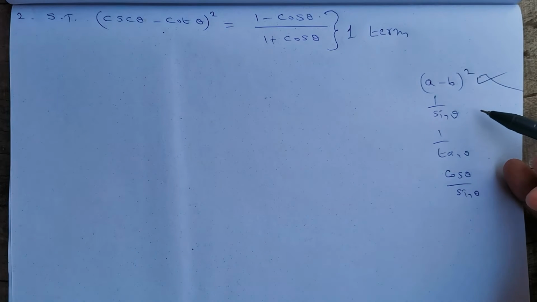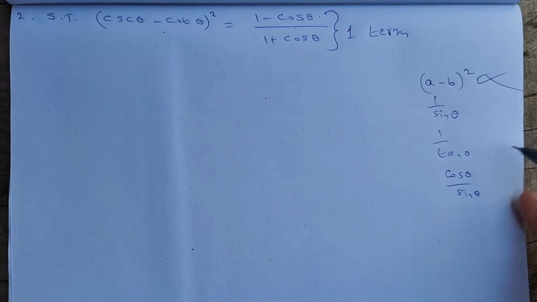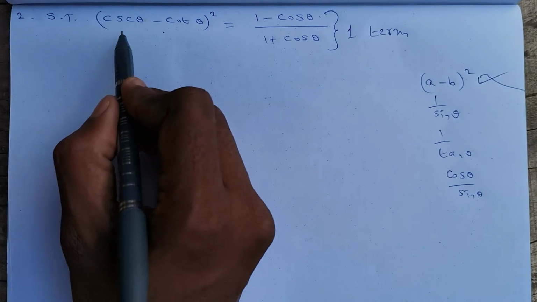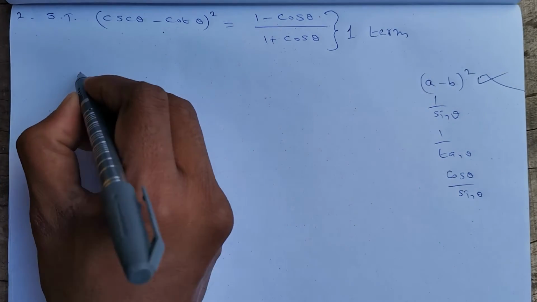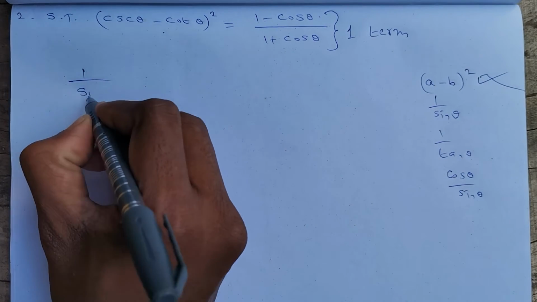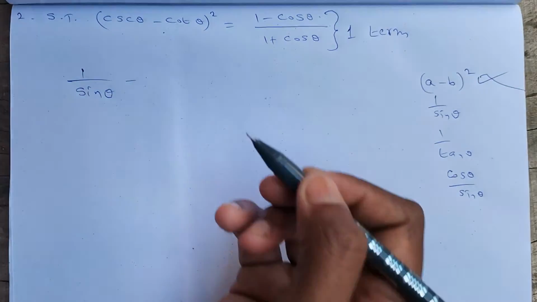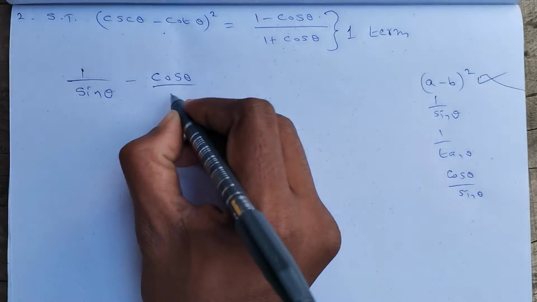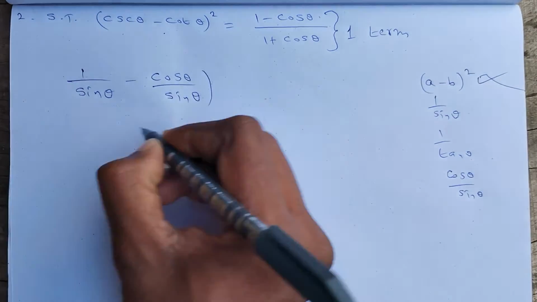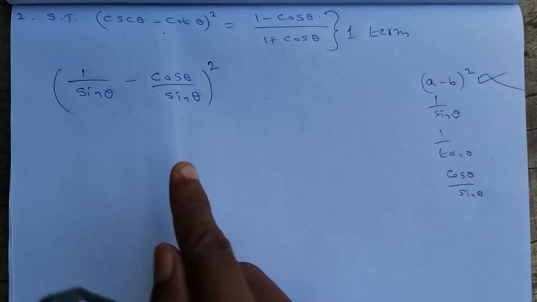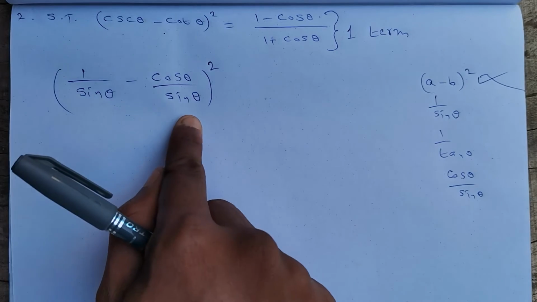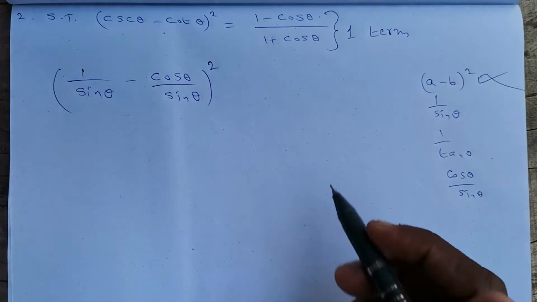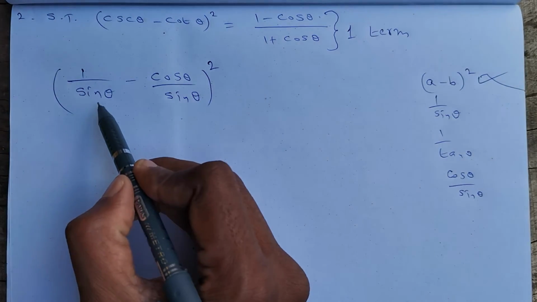Next one remaining is whether we need to write it as sin or tan. So if we observe this first term, cosecant theta can be written as 1 by sin theta, minus cot theta can be written as cos theta by sin theta, whole square. Here both the denominators are the same. That's why this is the correct one. Cosecant is the reciprocal of sine.